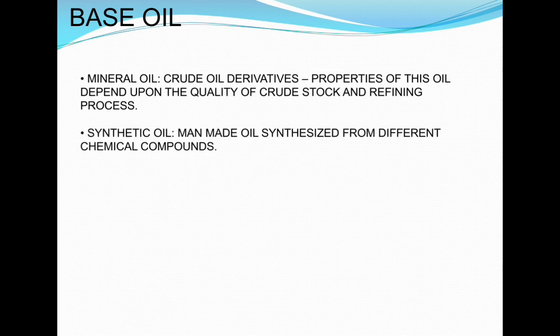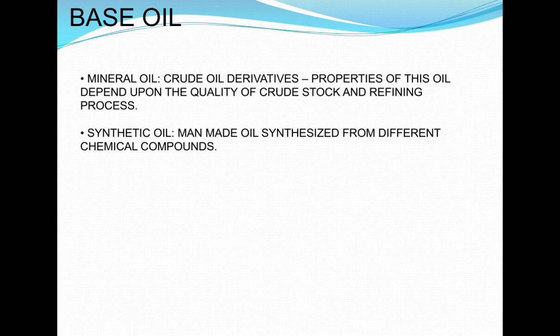Second one is the synthetic oil. Synthetic oil is basically man-made oil. It is formed from different chemical compounds. If we compare mineral oil and synthetic oil type base oil, we'll see the life of synthetic base oil is much better than mineral type oil, and synthetic oil is made for working at higher temperature also. The cost of synthetic oil is also very high in comparison to mineral oil.